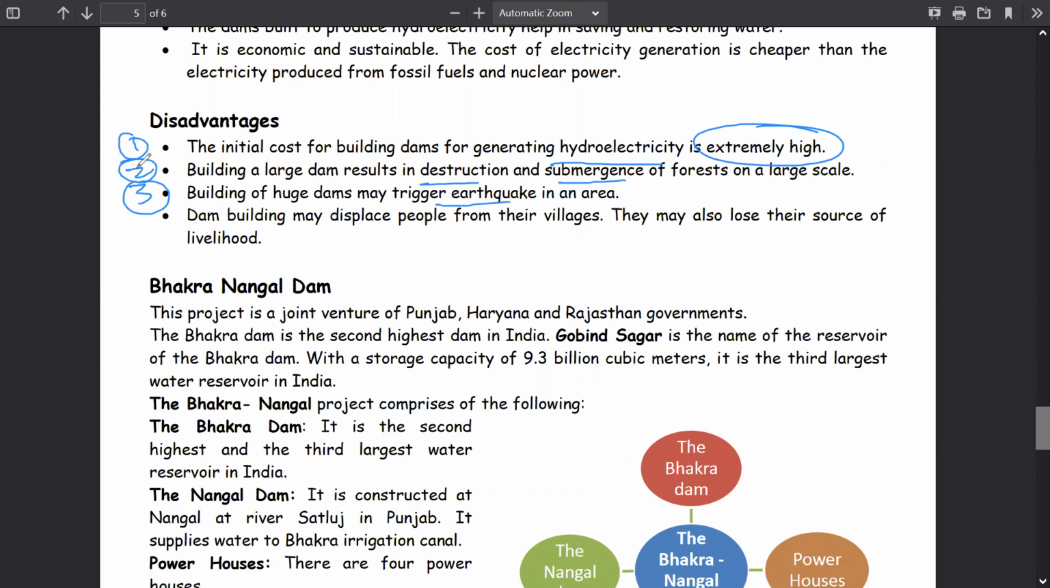So the second and the third point are the same. And finally, the fourth point: dams built may displace people from the villages. They may also lose their source of livelihood.